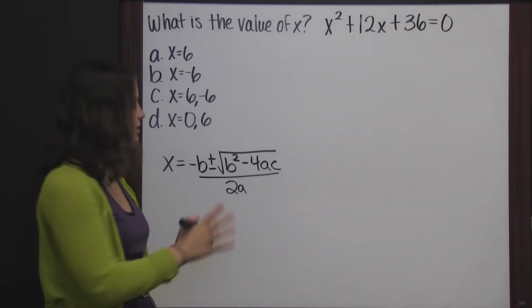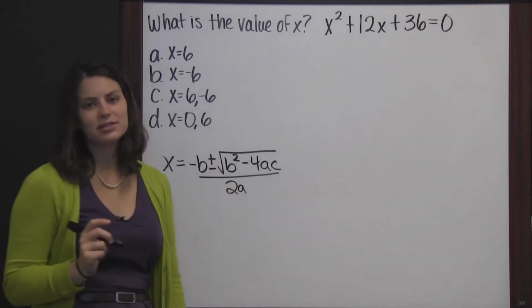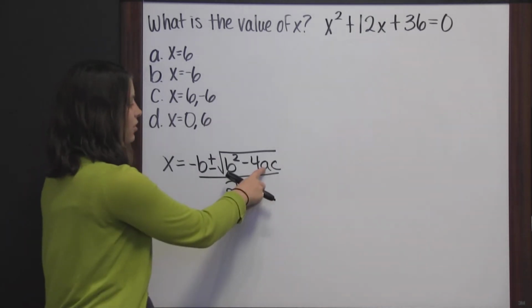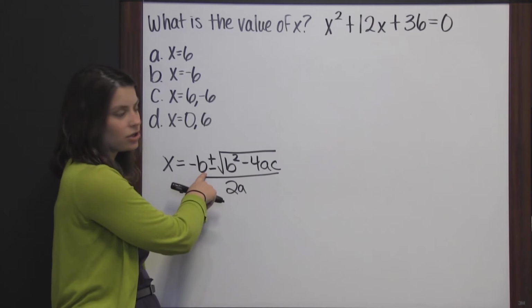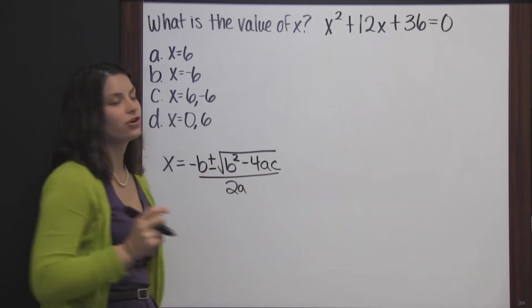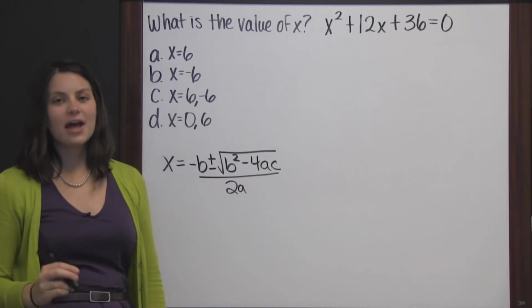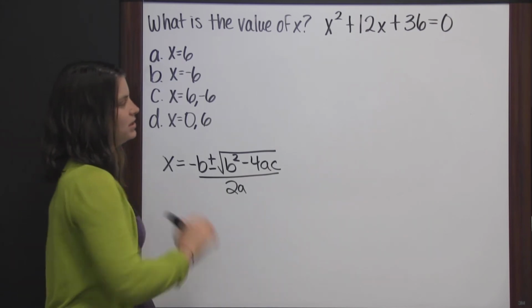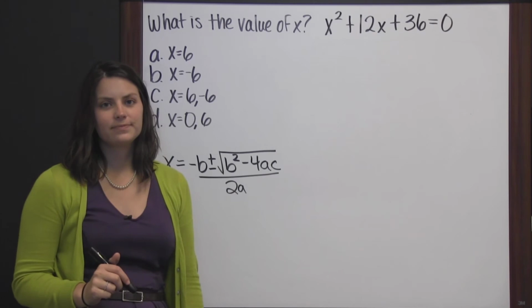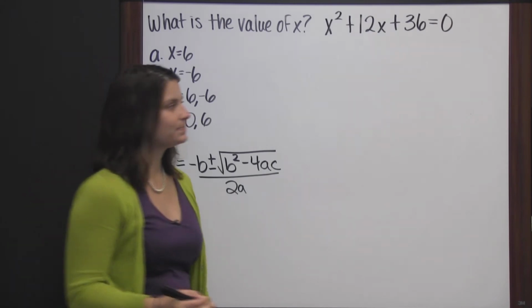And the a, b, and c are just the coefficients: a is the coefficient of your x squared term, b is the coefficient of your x term, and c is your constant. But there is another way to solve this that may even be a little bit easier than using the quadratic equation, and that is to factor.